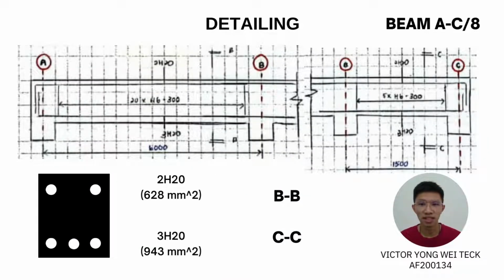Now we can provide the detailing for the beam A to C/8. We can clearly see that the cross-sectional area for the B to C is the same, which is the cross-sectional area provided for the compression reinforcement. It is provided 2H20, which area is 622 mm square, while for the tension reinforcement is provided 3H20, which area is 943 mm square.